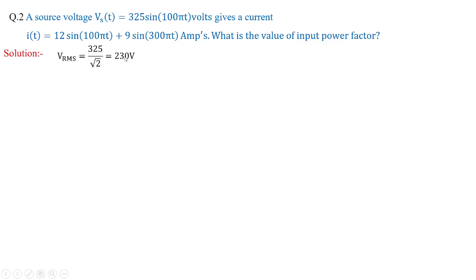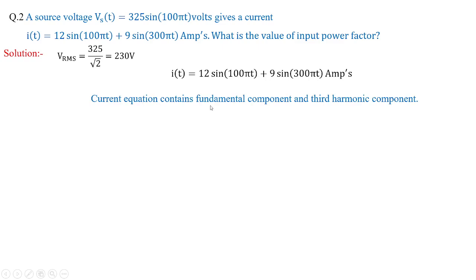So 230 volts is the value of the RMS voltage. 325 is the maximum voltage, and to get the RMS value, we have to divide it by root 2. Then compare this current equation. You can see in this current equation, we have 100 pi t and 300 pi t. This indicates what? The current source is having a fundamental component and third harmonic component.